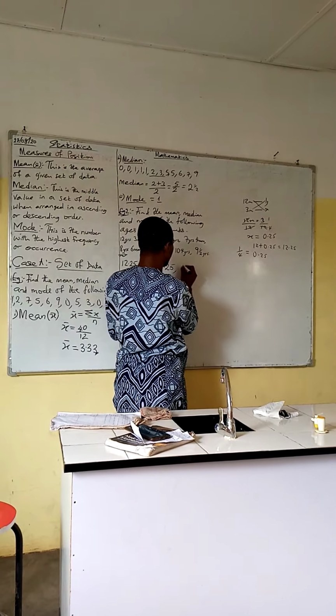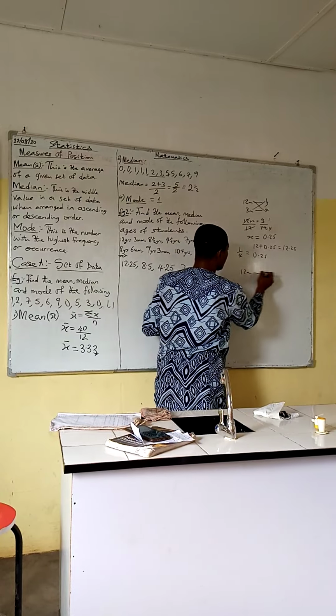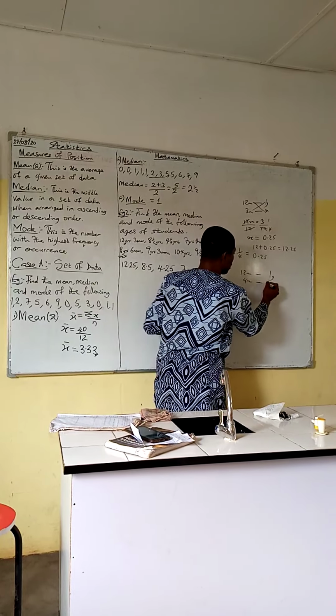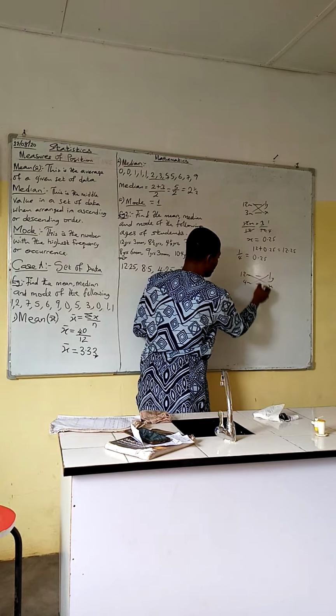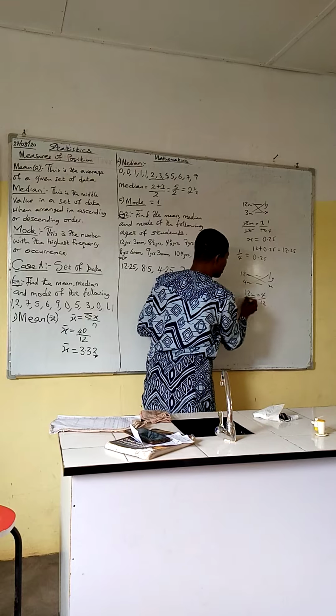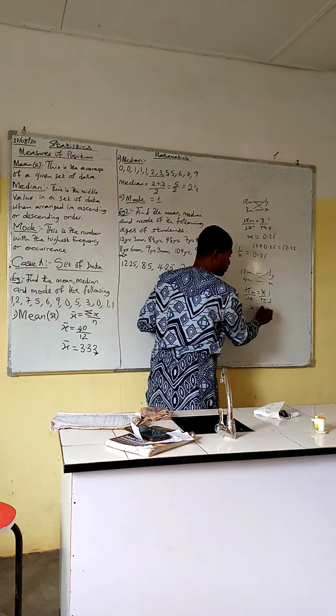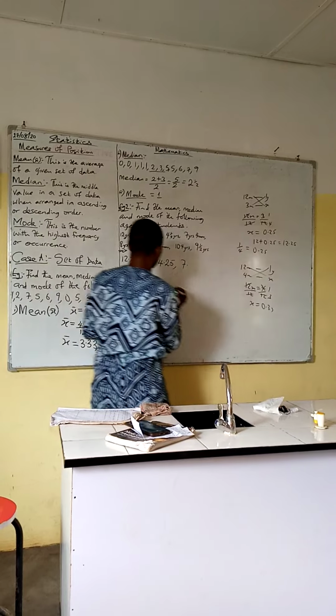If I have 7 years, 4 months, what is 4 months in years? 12 months makes 1 year, 4 months gives us x. Cross multiply, that gives us 12x equals 4, divided by 12. This cancels this, here 1/3. That gives us 0.33. So that gives me 7.33.